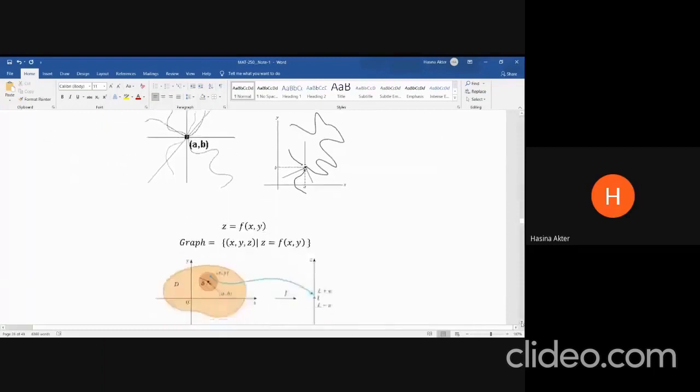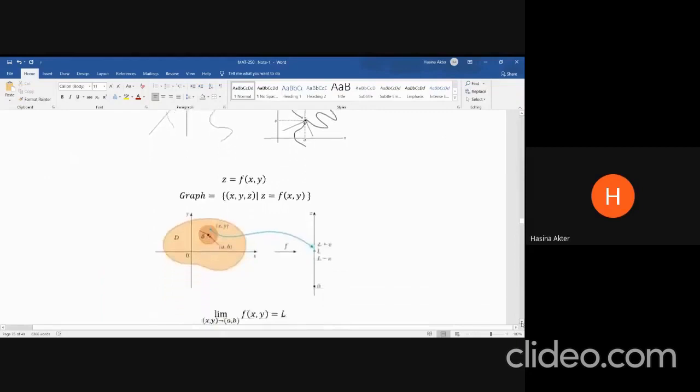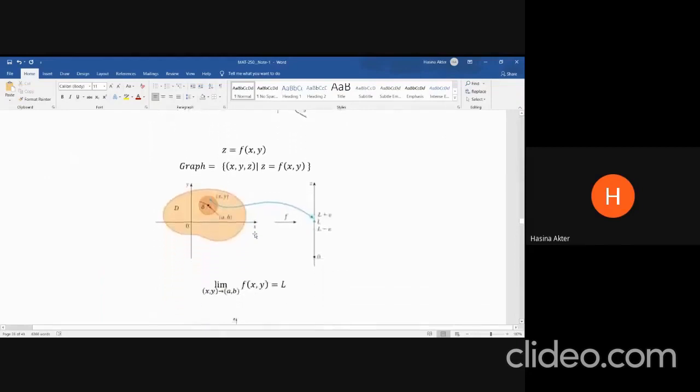So now let's see the formal definition. In this picture, this is the picture of the domain, and this is the picture of the range. That means 2 dimensions, 1 dimension, both together 3 dimensions. So for a function of two variables, the domain is 2-dimensional. Since we have an output which is a real number, it is 1-dimensional. So these two together are 3-dimensional.